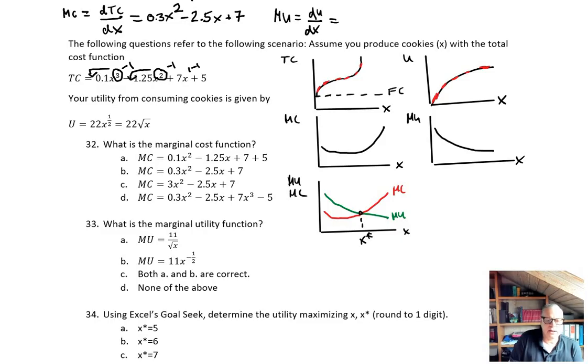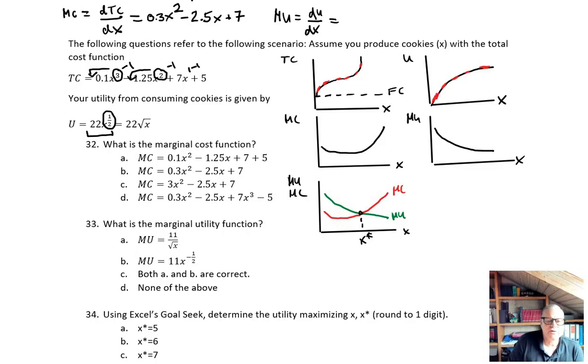Okay, so we have, I'll just take a look at this one here. So we take this 1/2. We can write it as 22 times x raised to the 1/2, which is exactly the same as 22 times the square root of x. Raising something to 0.5 is taking the square root.